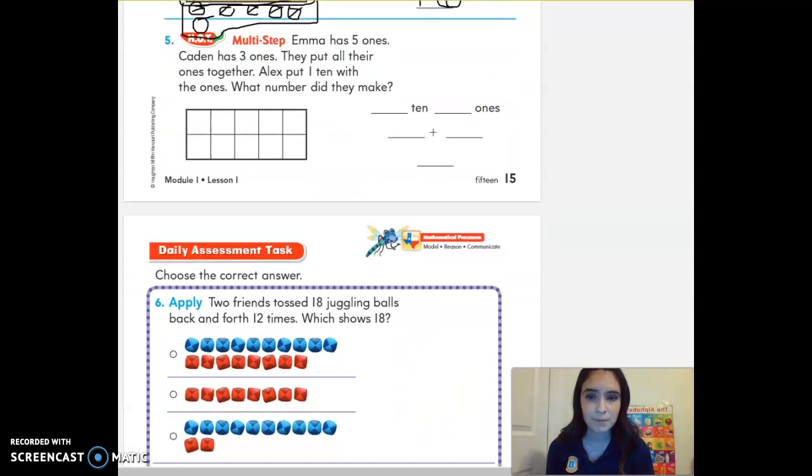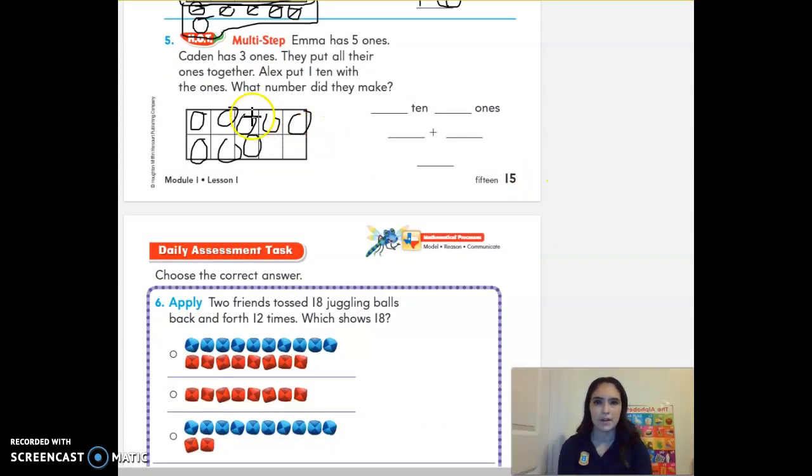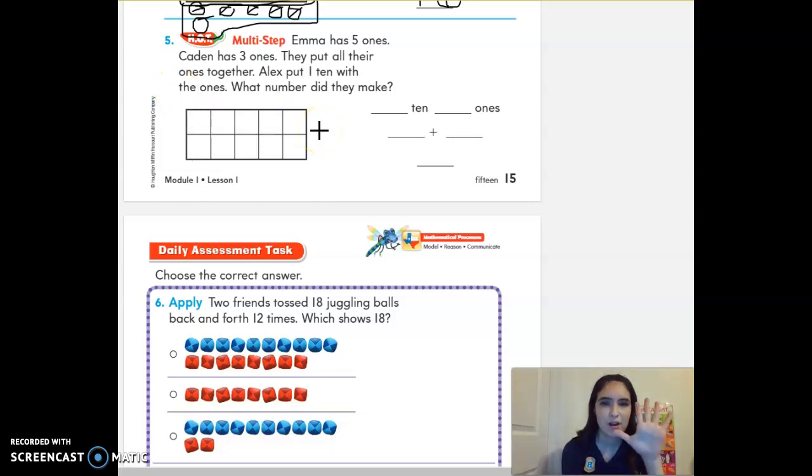Okay, one more. All right, so we're going to work on problem number 5. Let me see if I can erase these. All right, so Emma has 5 ones and Kaden has 3 ones. Okay, they put all their ones together. Alex put 1 ten with the ones. Okay, what number did they make? All right, so there are 3 different people putting in their ones all together.